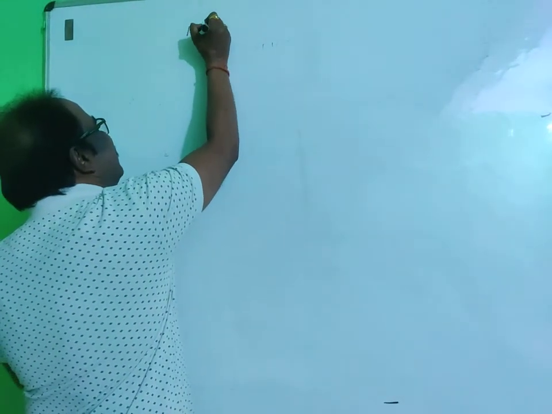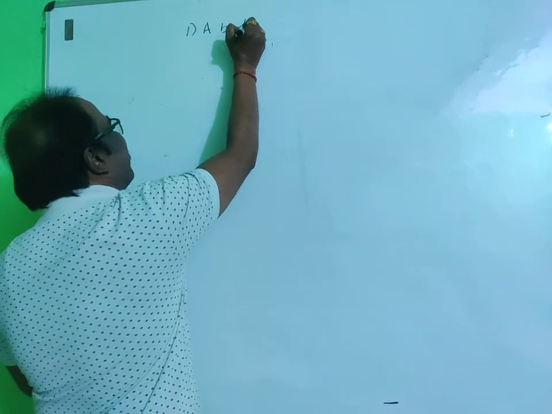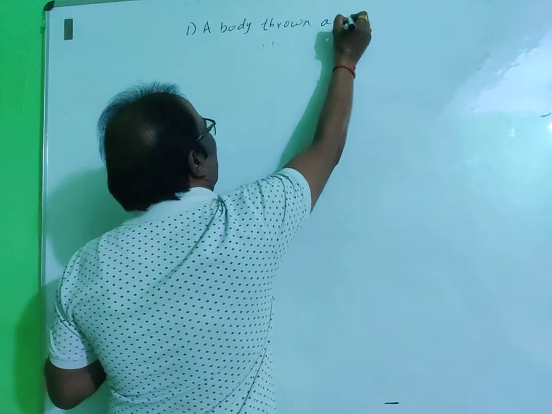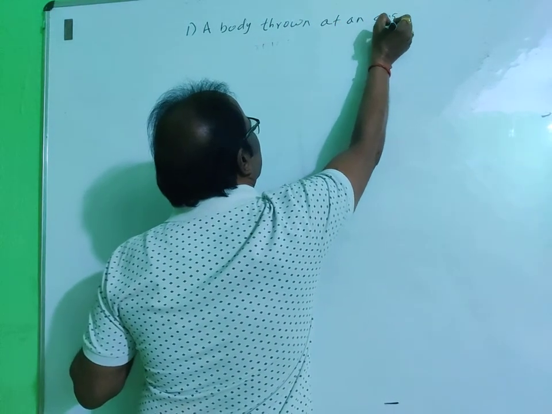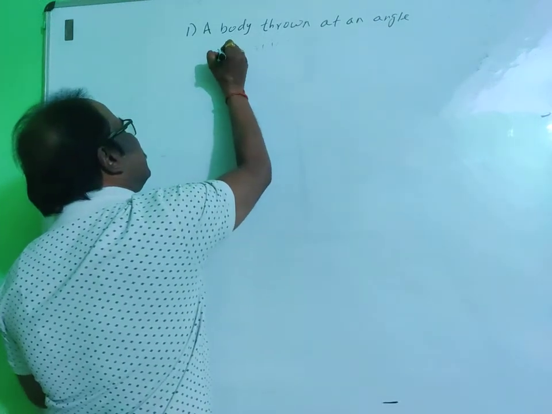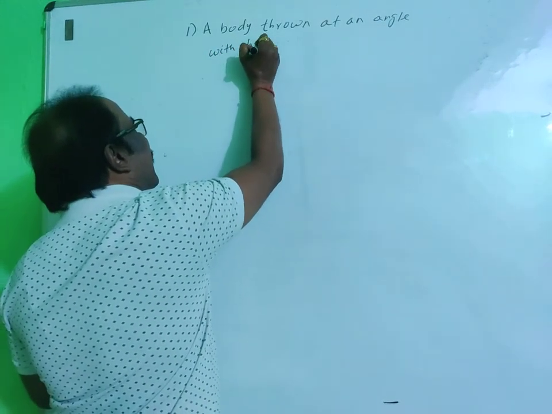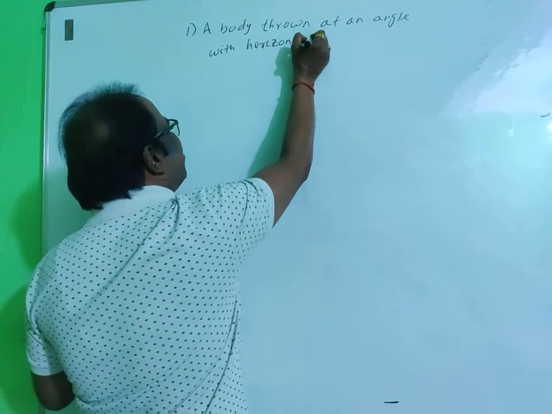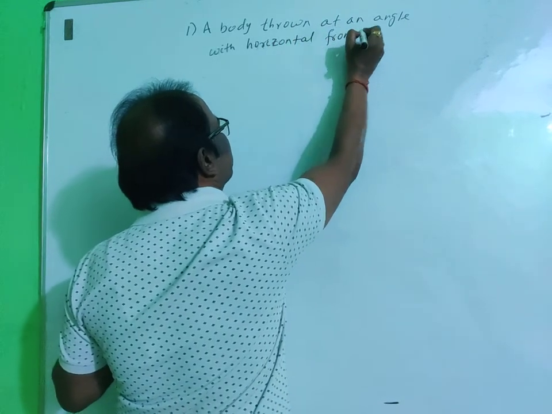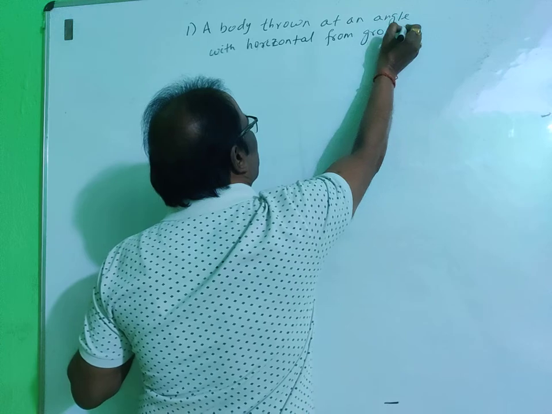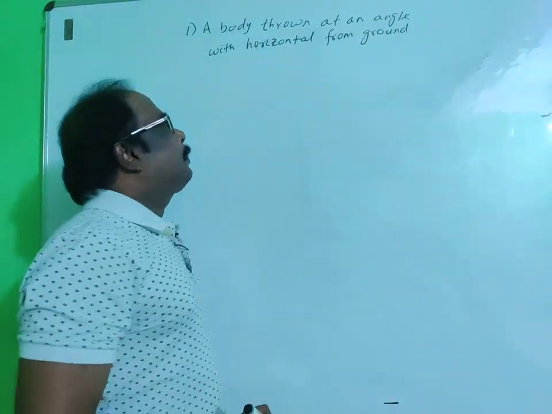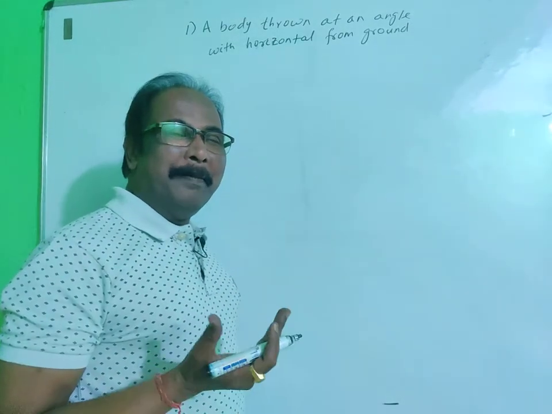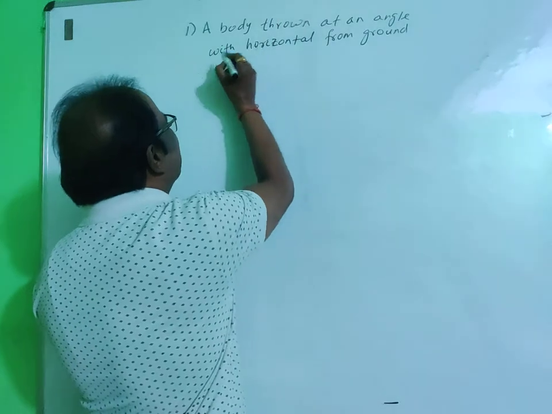Number 1, a body thrown or projected at an angle with horizontal from ground. A body thrown at an angle with horizontal from ground. Of course, in coming lectures, I will show you this is a projectile.